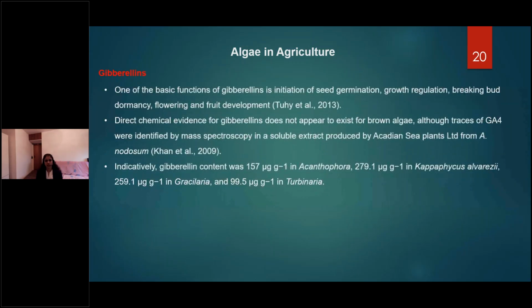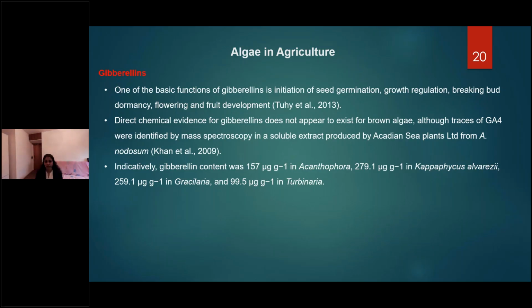Gibberellins. One of the basic functions of gibberellins is initiation of seed germination, growth regulation, breaking bud dormancy, flowering, and fruit development. So chemical evidence of gibberellins does not appear to exist for brown algae, although trace elements like G4 were identified by mass spectrometry in the soluble extract produced by Acadian seaweed plants. So this is the Acanthophora.